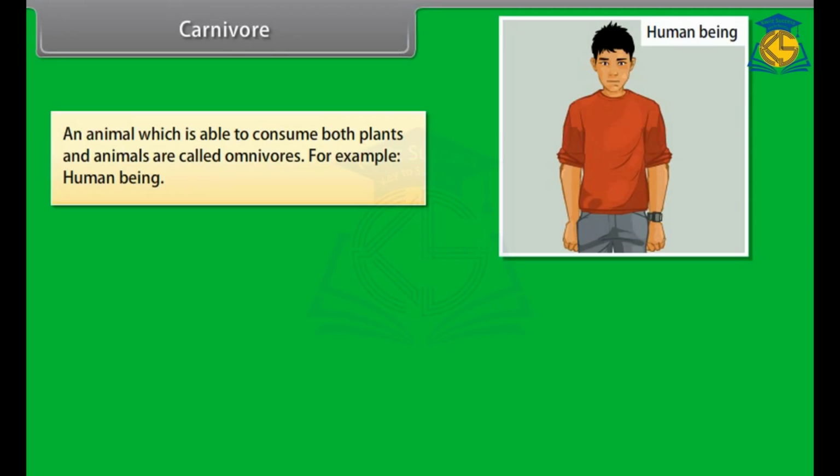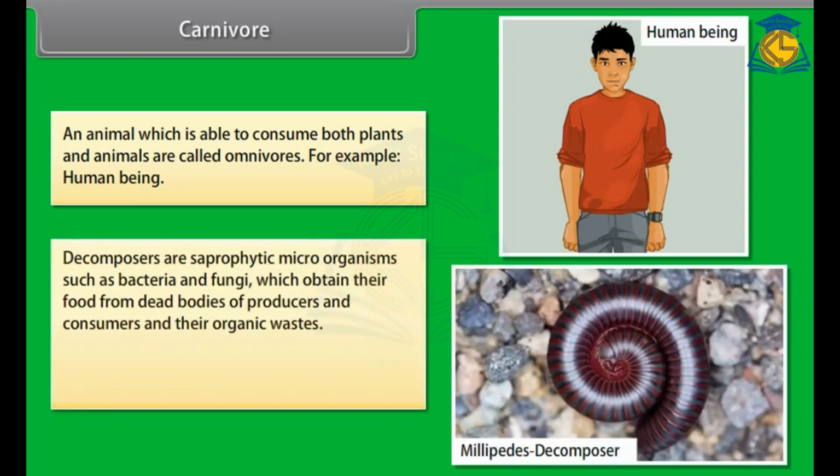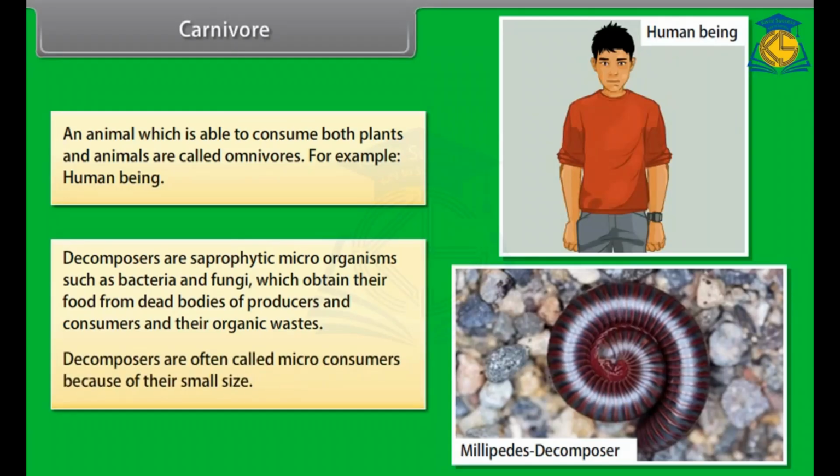For example, human being. Decomposers are saprophytic microorganisms such as bacteria and fungi, which obtain their food from dead bodies of producers and consumers and their organic wastes. Decomposers are often called microconsumers because of their small size.